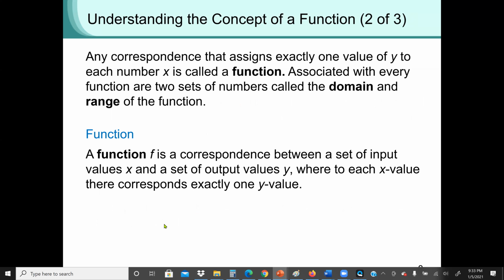Now, any correspondence that assigns exactly one value of y to each number x is called a function. So always our goal here is that an input should generate only one output. Now, associated with every function are two sets of numbers called the domain and the range of the function. So a function f is a correspondence between a set of input values x and a set of output values y, where to each x value there corresponds exactly one y value.